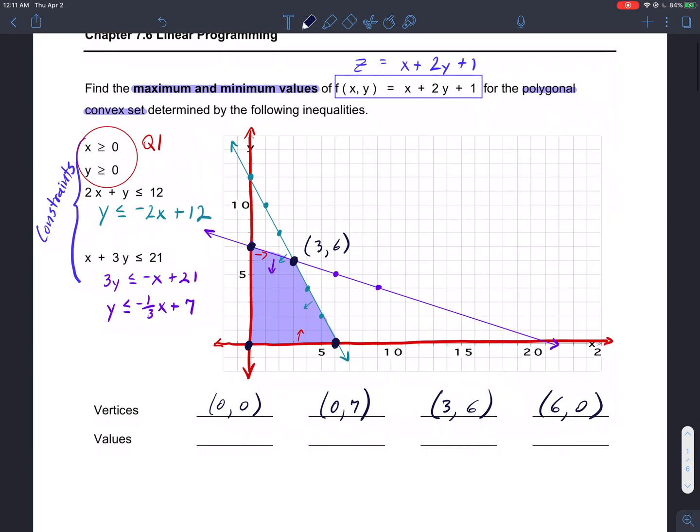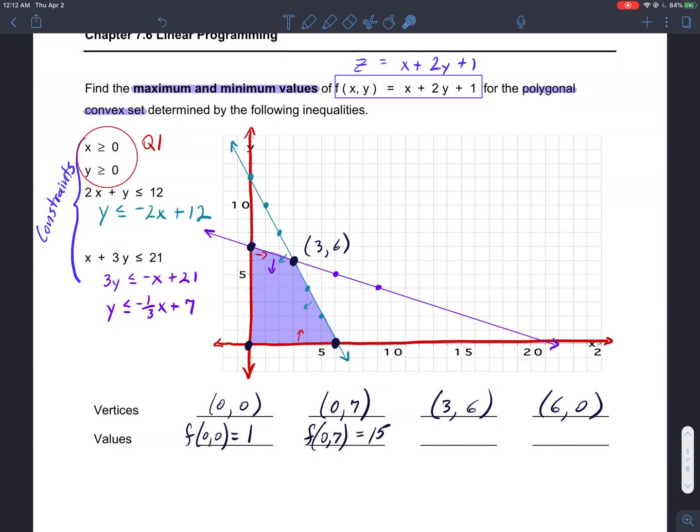Now I calculate f of x, y when x and y are these values. So I'm going to put 0, 0 in here. So f of 0, 0 is, if I put those two values in here, x is 0, y is 0, so these go away, and I'm left with just 1. If I put 0, 7 in, 0 in for x, 7 in for y, 7 times 2 is 14, plus 1 is 15. So f of 0, 7 is 15.